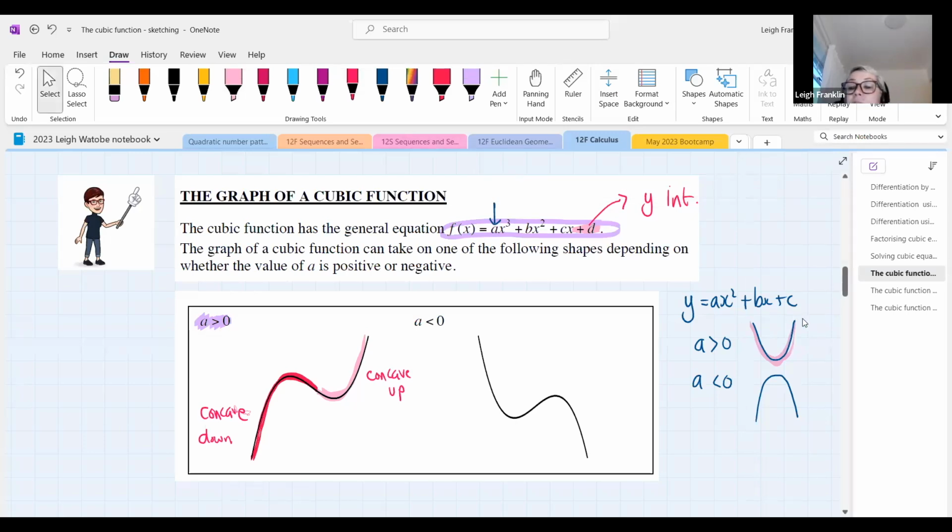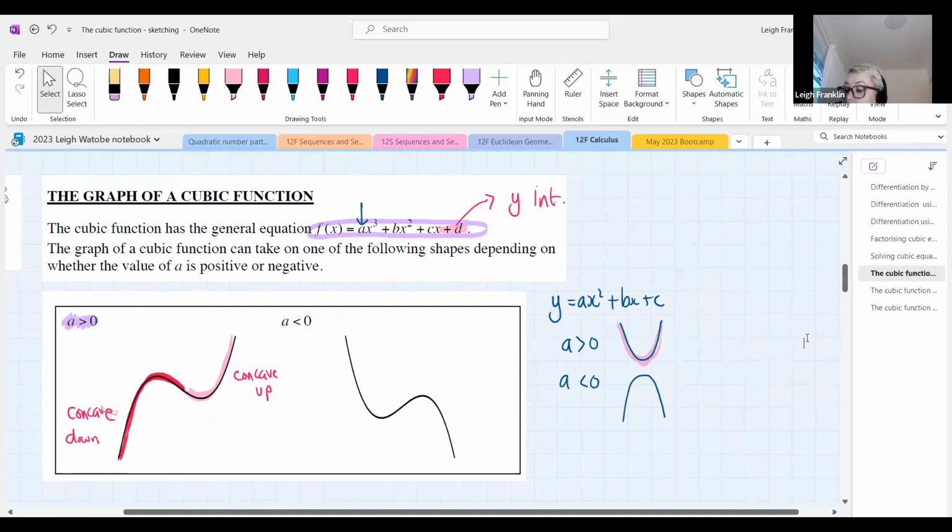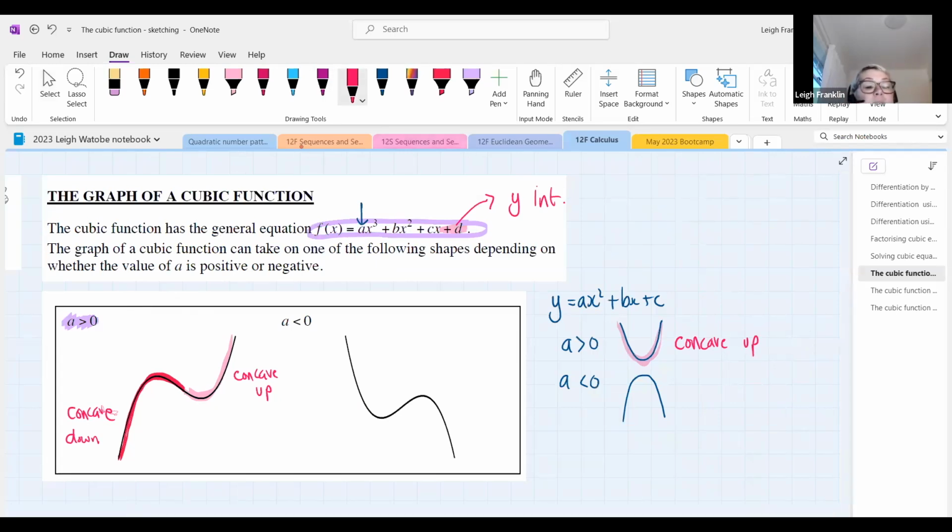Do I have space to fit that in here? Let's try. Like this, something is concave up. This one over here on this side, sad face, that is concave down. So this idea of concavity is a new one to us because up till this point, we've always been speaking about smiley face or sad face.